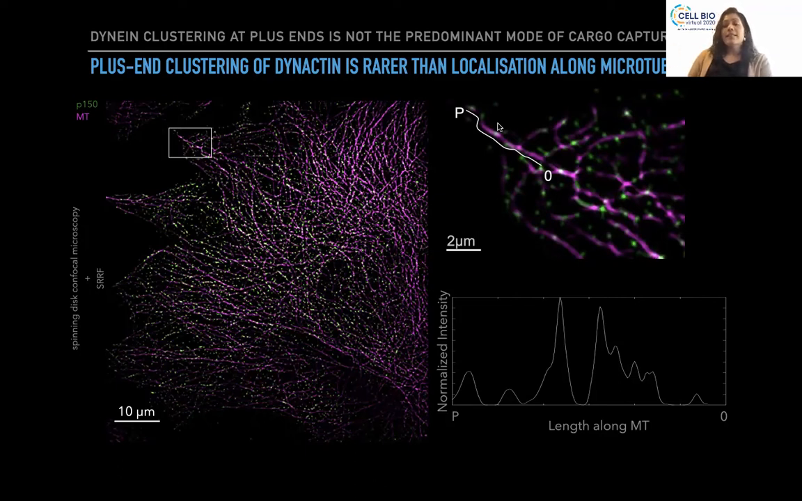But what we saw here instead was that rather than only accumulating at the plus tips, in fact, only about 16% of microtubule plus ends had an accumulation of P150. We saw P150 predominantly along the entire length of the microtubule lattice, as is quantified here.